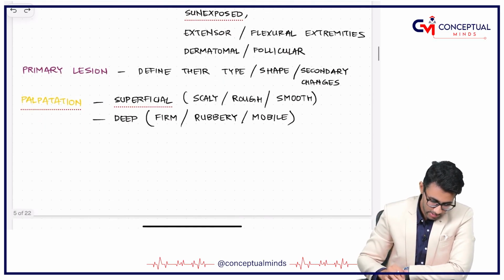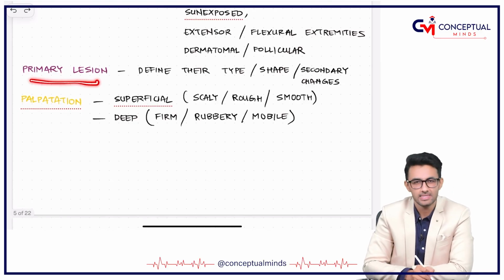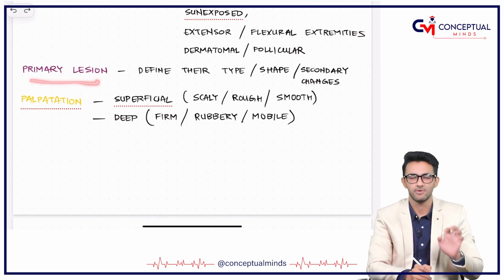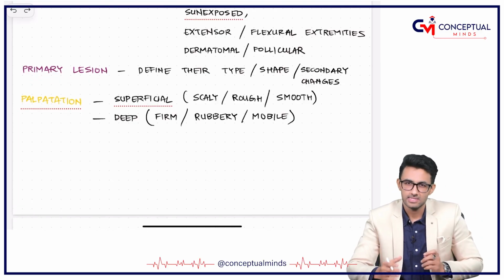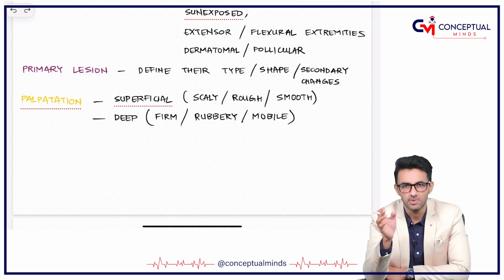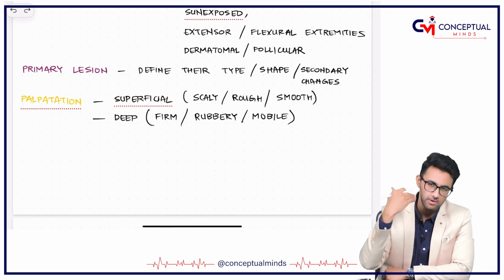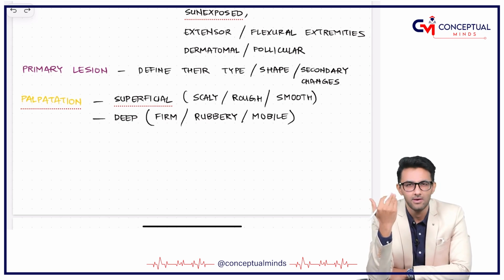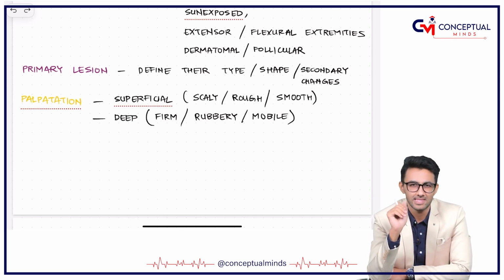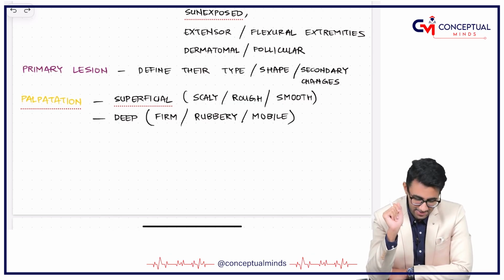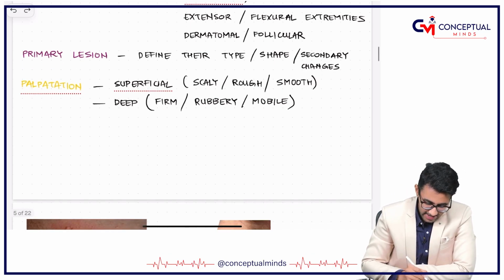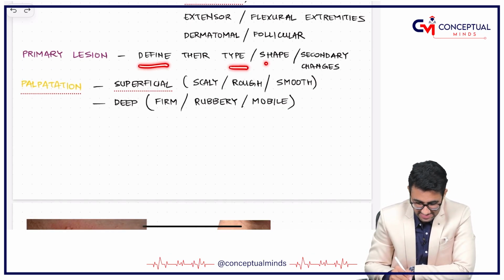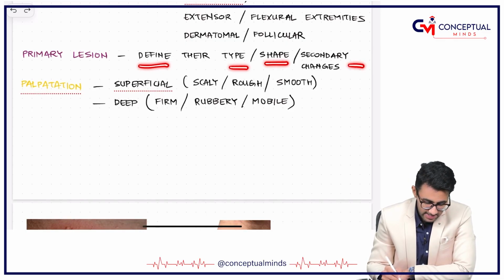The next one, the primary lesion. This is the first lesion that comes. Whenever we ask a patient, which was the first one, on the trunk, or the mucosa, or the chest, wherever you got it, where was the first lesion? I will come back to this first lesion whenever we read a topic. And we define their type, shape, and the secondary changes.